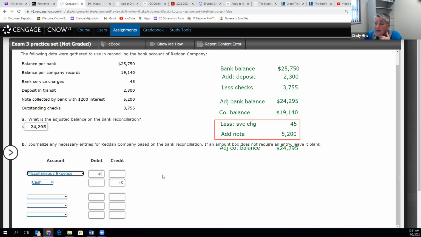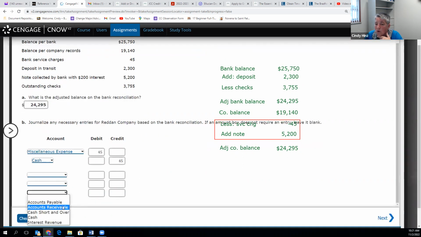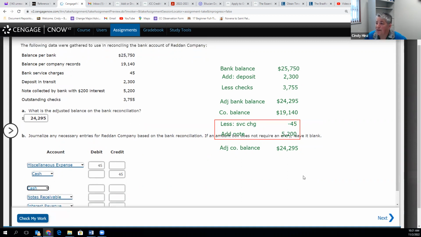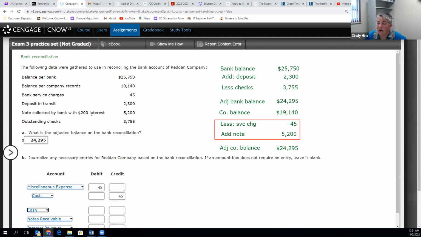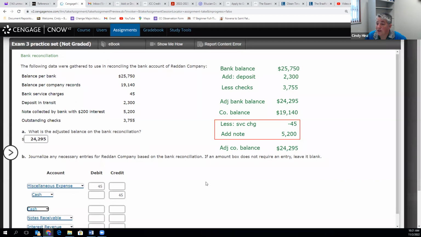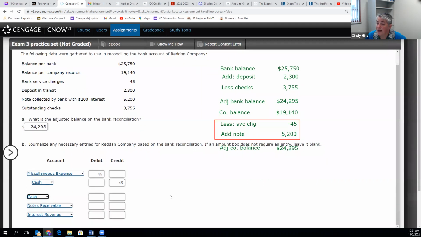And then the other part is that note. So we had a note receivable. We had a note receivable for $5,000, and our customer paid us the $5,000 plus $200 in interest. Well, again, it's a reconciling item here because we haven't put that into our records yet. So we need to show that we have the $5,200 in cash.